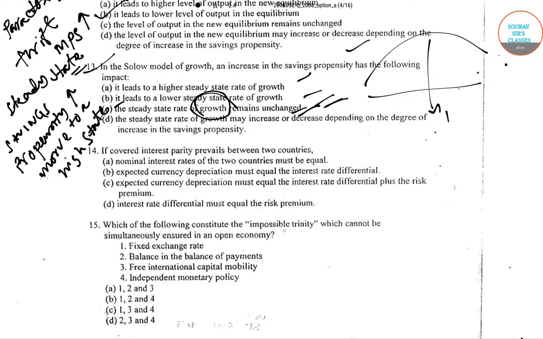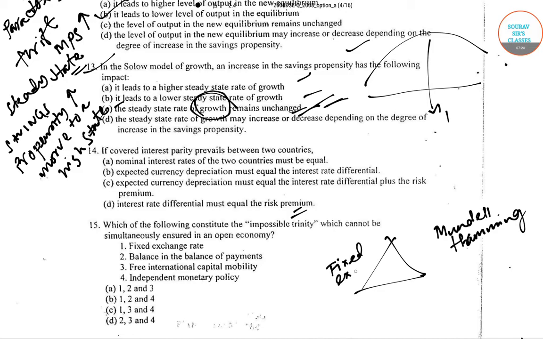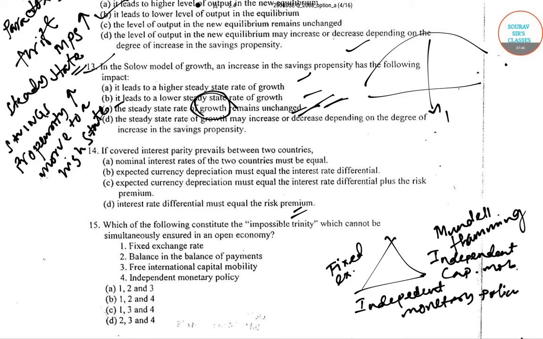Now moving to question number 15, which asks which of the following constitutes an impossible trinity. The impossible trinity is used in the Mundell-Fleming open economy framework, which basically says that a country cannot have a fixed exchange rate, free capital mobility, and independent monetary policy simultaneously. So this is known as the impossible trinity, which is usually used in international economics and also in the open economy as well as the Mundell-Fleming framework.